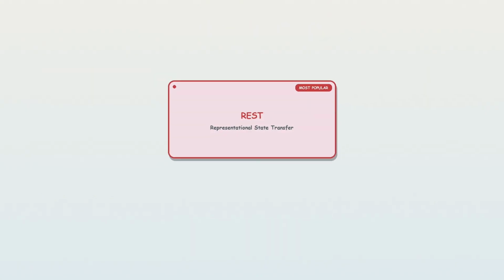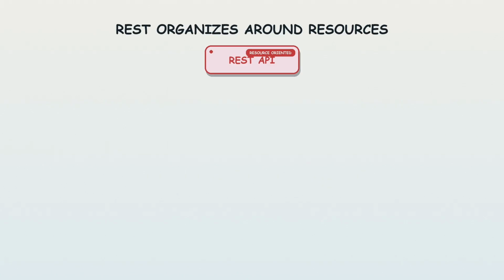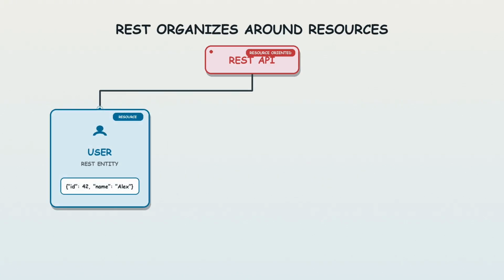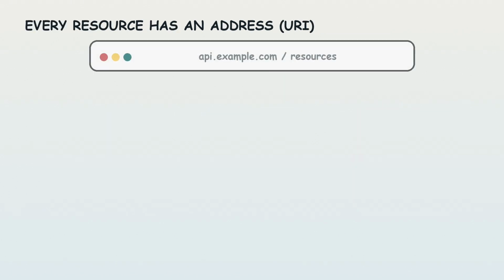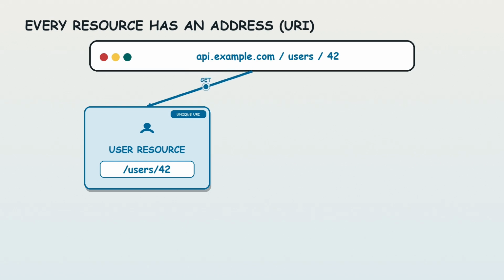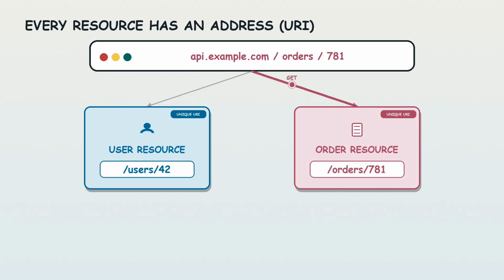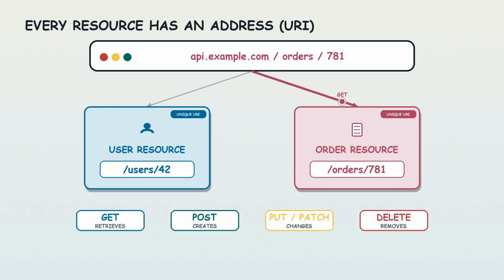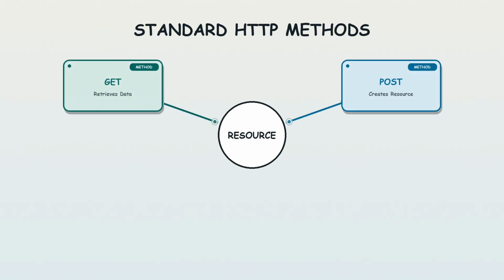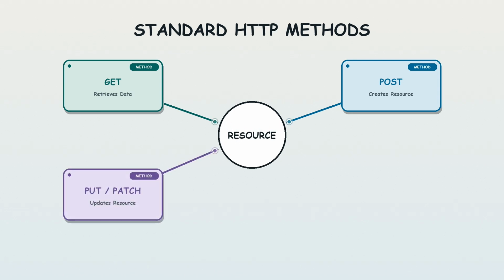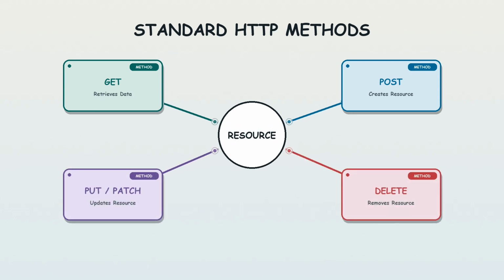Let's begin with REST, the style most developers meet first. REST organizes an API around resources. A user is a resource, a product is a resource, and an order is a resource. Each resource gets an address, such as /users/42 or /orders/781, and the client uses standard HTTP methods to work with it. GET retrieves data, POST creates something, PUT or PATCH changes it, and DELETE removes it.